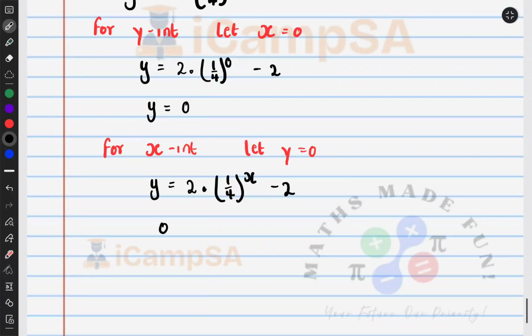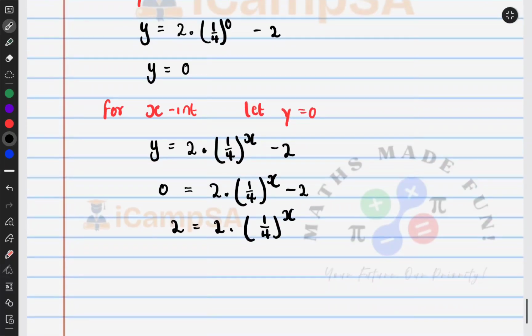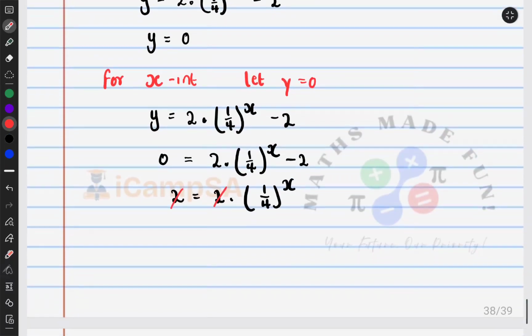We let y equal to 0. This would be 2 times 1 over 4 to the power of x minus 2. We bring the 2 to the other side: 2 times 1 over 4 to the power of x. We divide by 2 on both sides. We'll be left with 1 is equal to 1 over 4 to the power of x.